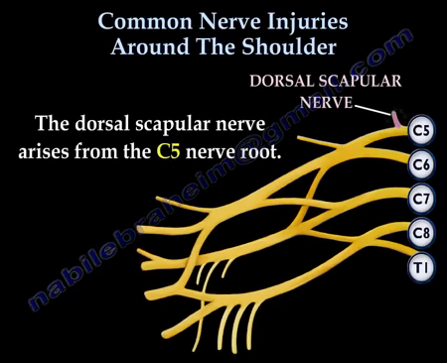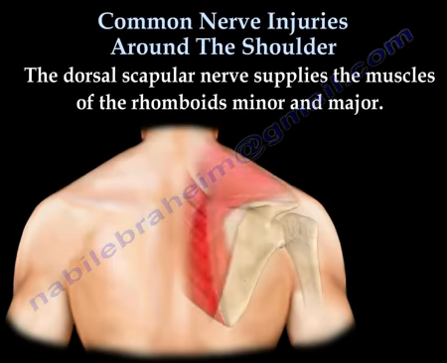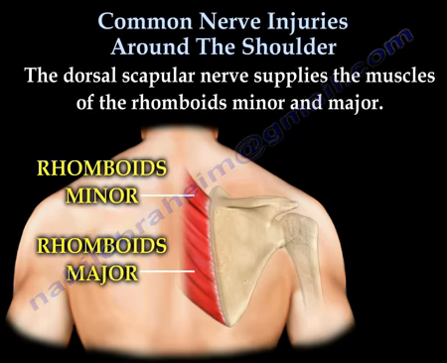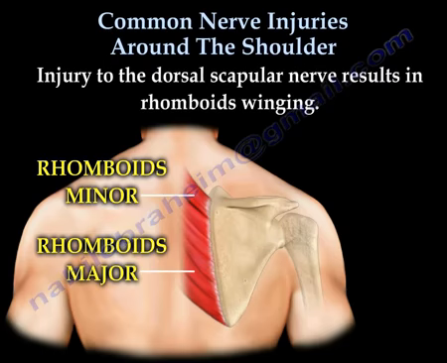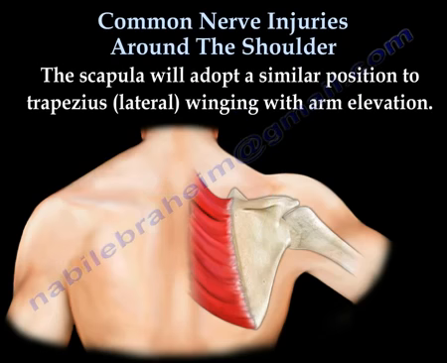Dorsal scapular nerve, rhomboids minor and major. The nerve arises from the C5 nerve root. It supplies the rhomboids minor and major. Injury to the nerve causes rhomboids winging. It is similar to winging of the trapezius with arm elevation.